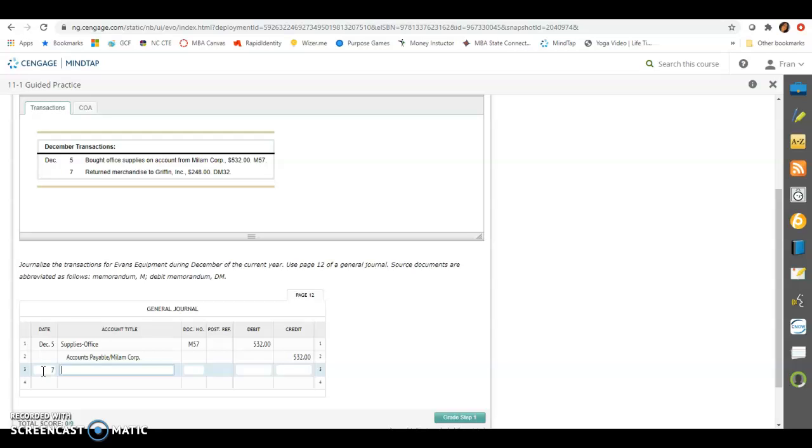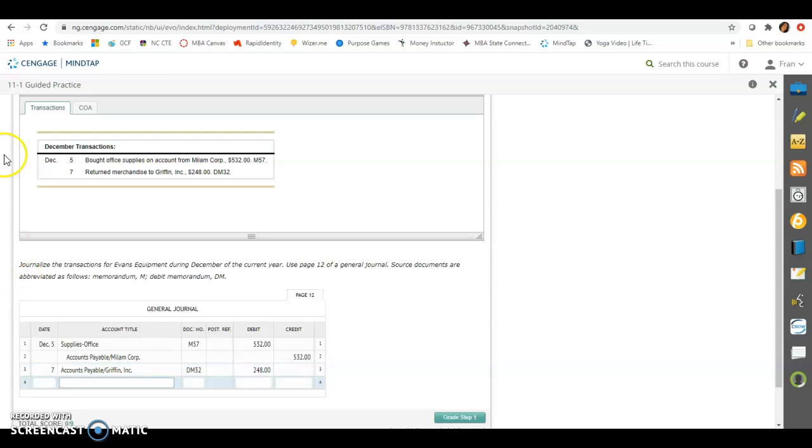So if they're returning something that they owed on account, that's going to be the debit, because remember, our accounts payable is a credit. So if you're returning it, it would be a debit. So accounts payable / Griffin Incorporated. DM for debit memo, 32, $248.